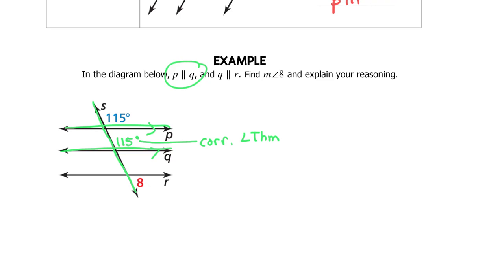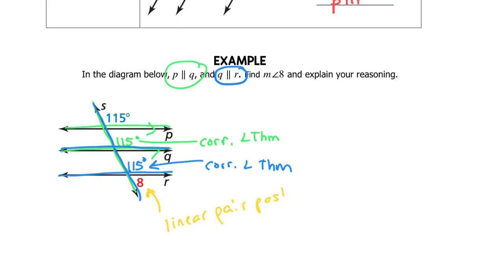And then let's pay attention to this now. If Q is parallel to R, using the same one, we can use the fact that this is 115 as well, using the corresponding angle theorem. And then if that angle is 115, can't we use the linear pair postulate to find out angle 8? So 180 minus 115 would be 65 degrees. So the measure of angle 8 equals 65 degrees.